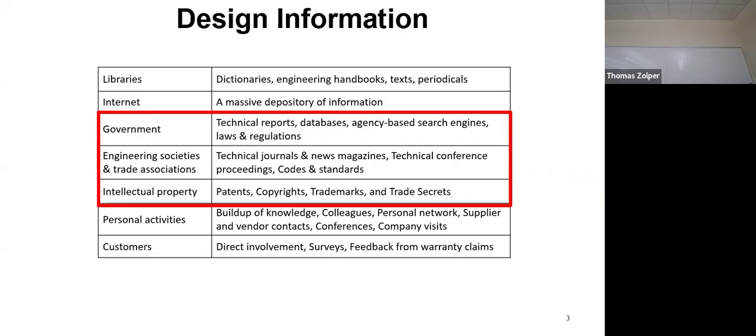Some of you may be resorting to libraries, dictionaries, internet searches, things like that. We're going to focus mainly on the area of resources for this information, such as the federal government or professional societies and associations, as well as intellectual property. So the U.S. Patent and Trademark Office also includes copyrights and trade secrets, but these are repositories of technical information that you can use to help guide the design of your projects.